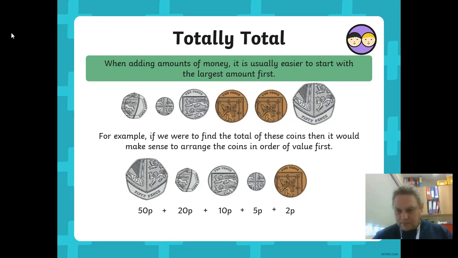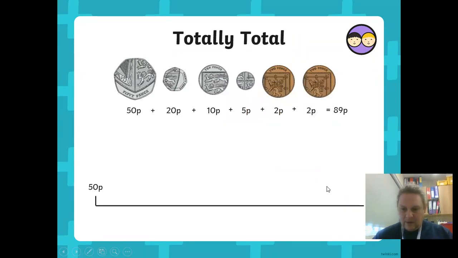Okay, now we can add all them up. So we got 50, 60, 70, 80, 85, 86, 87, 88, 89. So we've got in total 89p. Okay, and that's our number set. I would write it out.